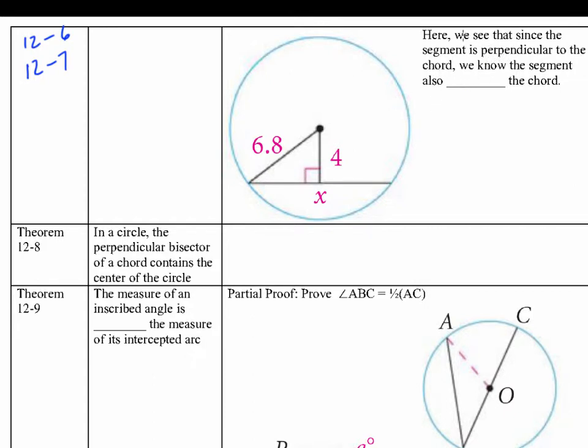Let's take a look, see what we got here. It doesn't have to be a diameter, just anything coming from the center. Got this guy coming through, and he's not bisecting, he is perpendicular. So he's perpendicular to this chord. It's a chord because the endpoints are on the circle. So since this segment is perpendicular to the chord, we know that the segment also bisects the chord.